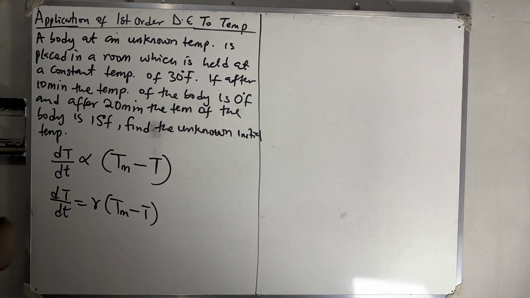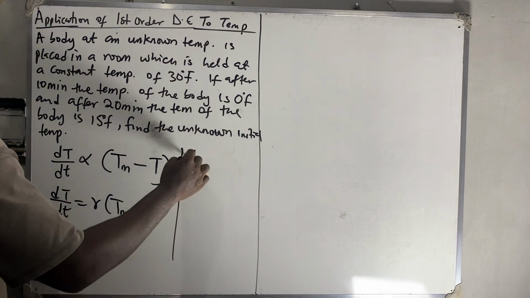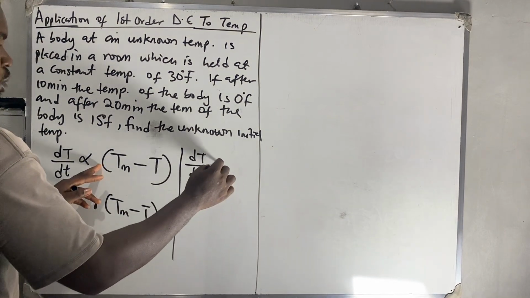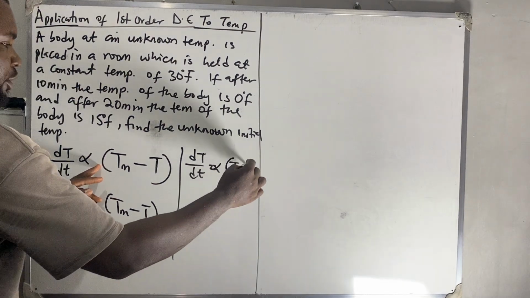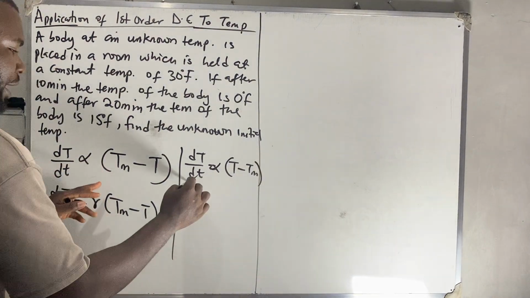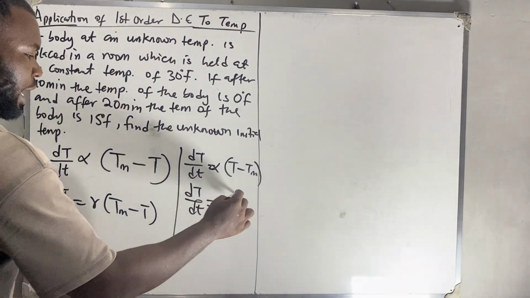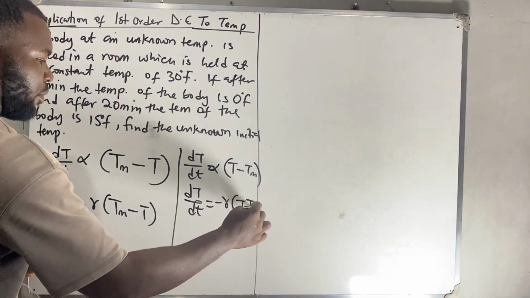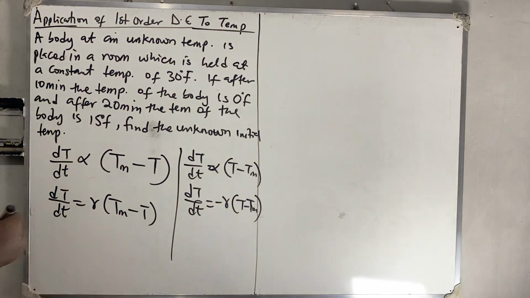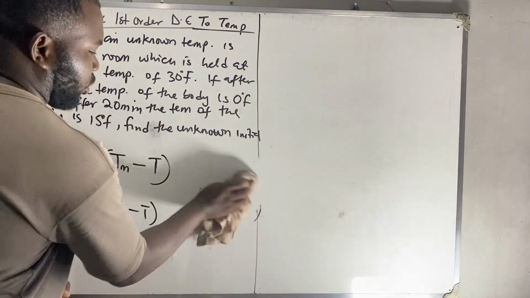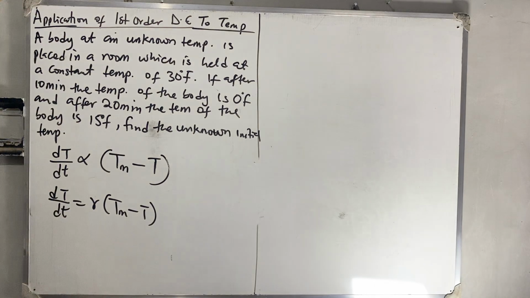If it is cooling, we are supposed to be having that dT over dt will be directly proportional to T minus Tm. Then we'll now have that dT over dt will be equal to minus r into T minus Tm. Okay? It will not be negative because it is cooling. But in this case, we are not talking about cooling. We are talking about heating. So this is what we are going to be using.